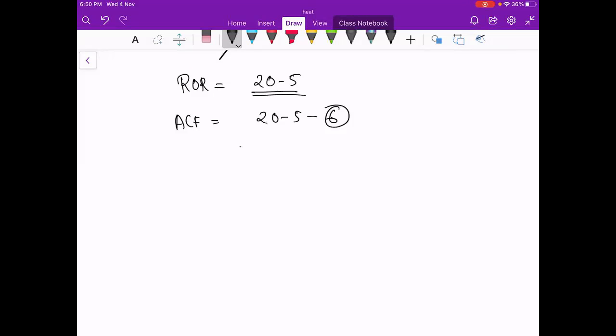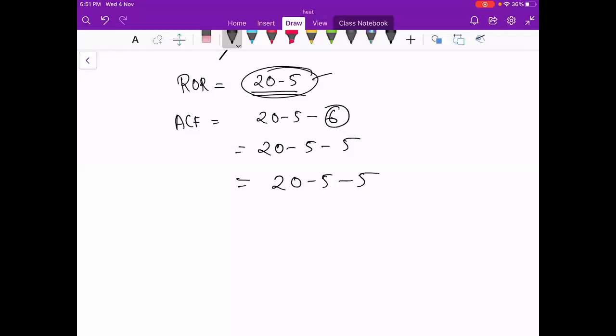Why are you confusing this? Why are you saying you will write 20 minus 5 minus 5? 20 minus 5 is not your profit. 20 minus 5 is the money on which you have to pay the taxes and all that. How will this come? Just use some common sense. Why would I subtract 5 two times?